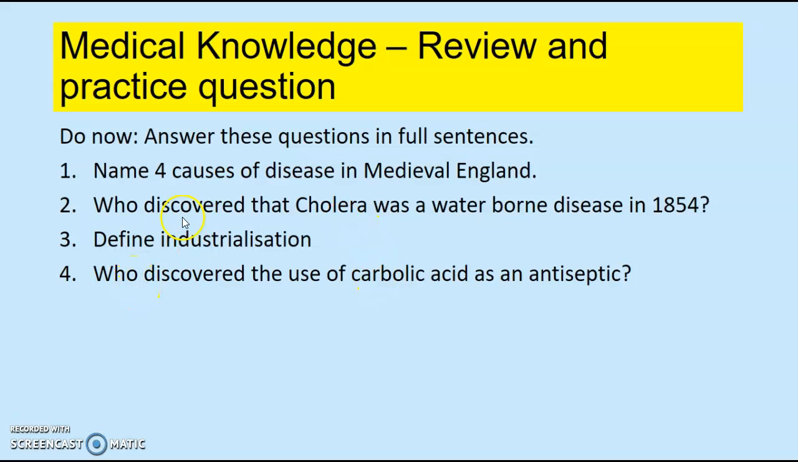The 4 questions are: name 4 causes of disease in medieval England. Who discovered that cholera was a waterborne disease in 1854? Define the word industrialisation. And finally, who discovered the use of carbolic acid as an antiseptic?